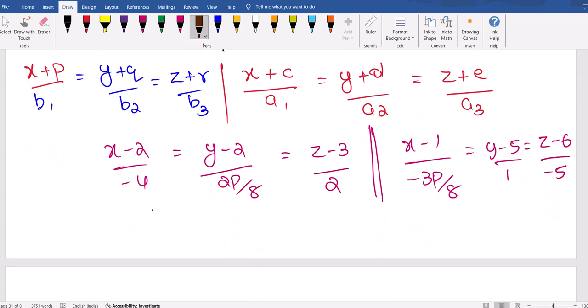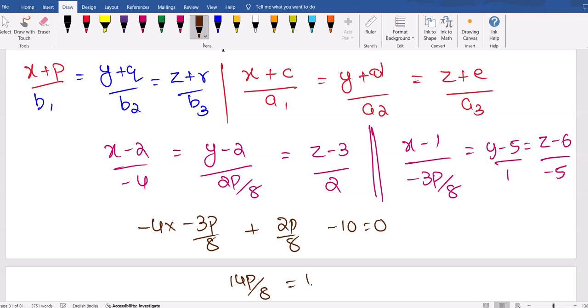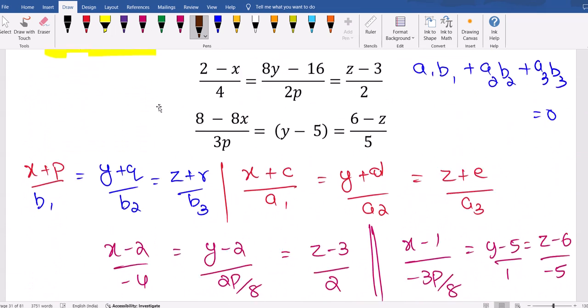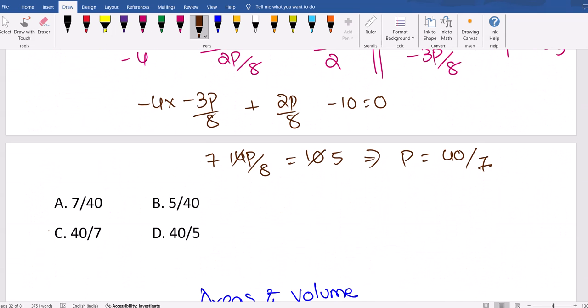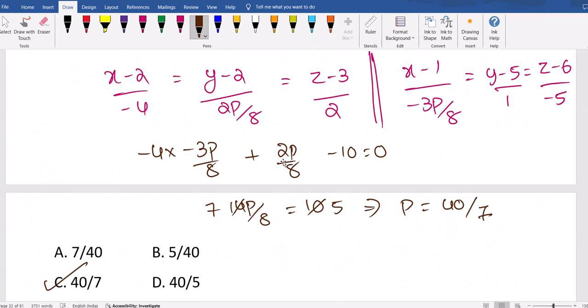Now we have to do the product: minus 4 into minus 3p divided by 8, plus 2p by 8 into 1 is 2p by 8 only. 2 into minus 5 is minus 10. This should be equal to 0. So 12p plus 2p, 14p divided by 8 equal to 10. This is 7 times, this is 2, 5 times. So 40 divided by 7 is the P value. So guys, the P value is nothing but 40 divided by 7. You have option C available, 40 divided by 7.